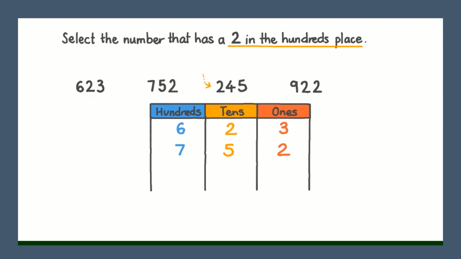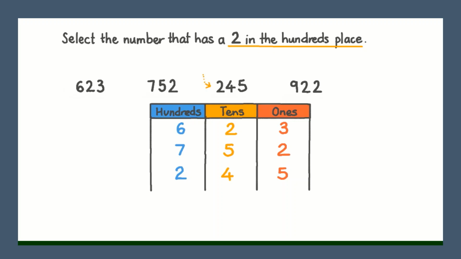Now this next number is the number we're looking for, but can you see why? Maybe if we write it on our grid you'll be able to see. We have 2 in the hundreds place. The rest of the number has a 4 in the tens place, which is the same as 40, and a 5 in the ones place.